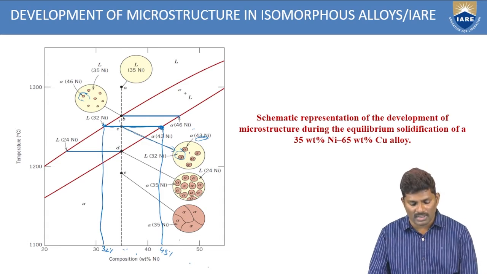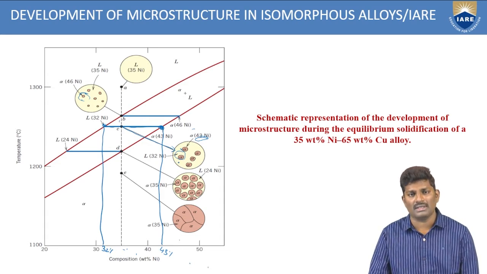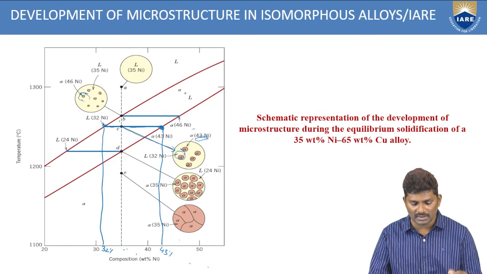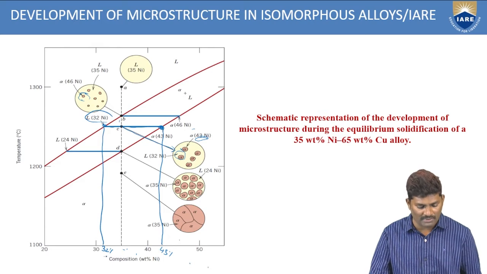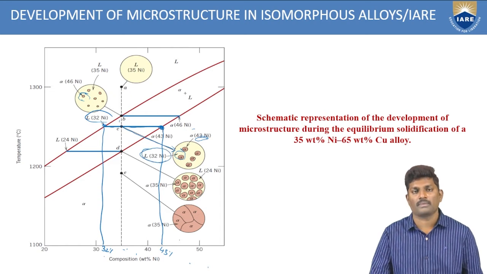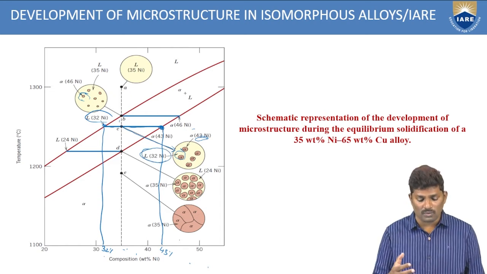So whatever solid particles you are seeing here, it is of nickel. Maximum nickel composition is there. So these are the 43% of nickel. And what is the remaining percentage here? Here you have 32. At this point you have 32% of copper. So this you are representing here. This is how you have to show the composition at point C.